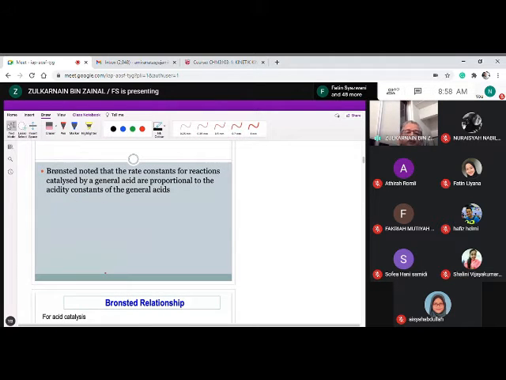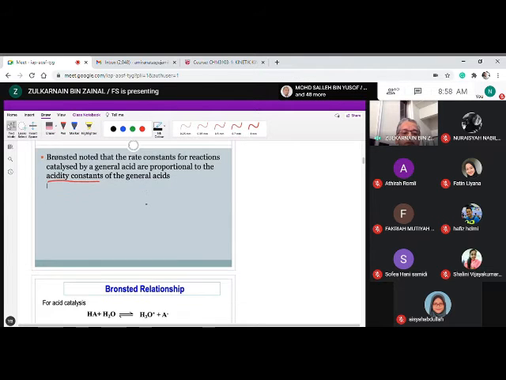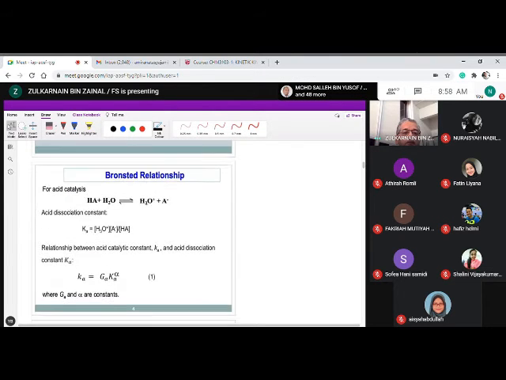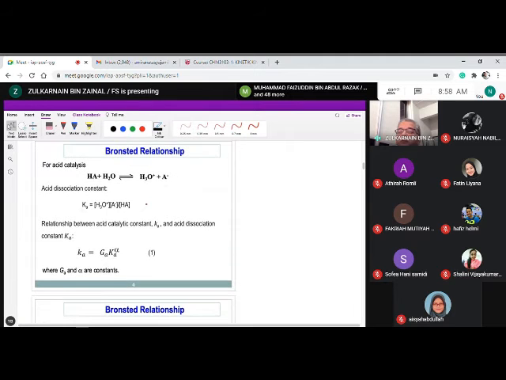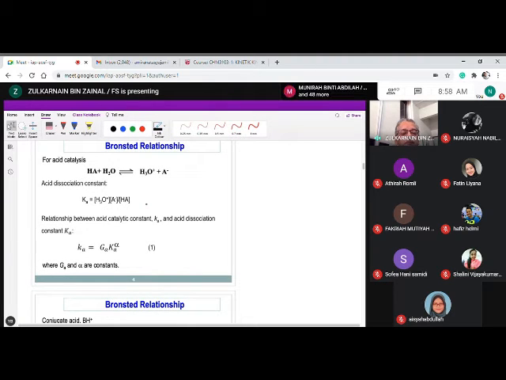Bronsted noted that the rate constants for reactions catalyzed by a general acid are proportional to the acidity constant of the general acid. Okay, what is the acidity constant of a general acid? So we know what the Ka value is, right?